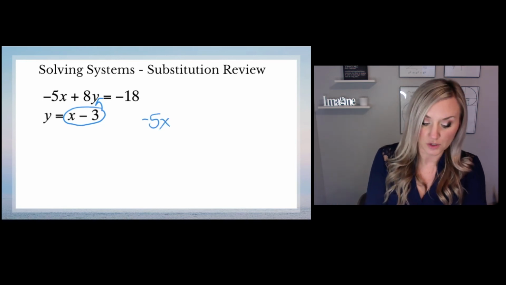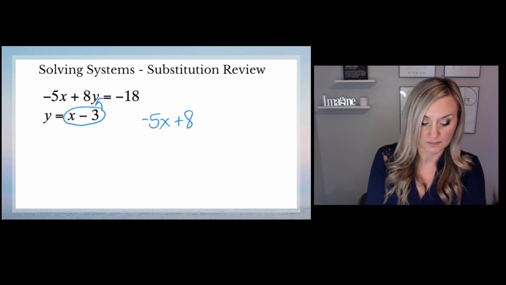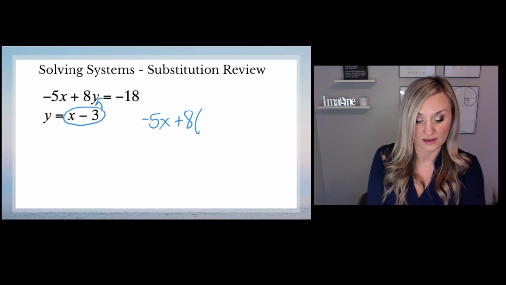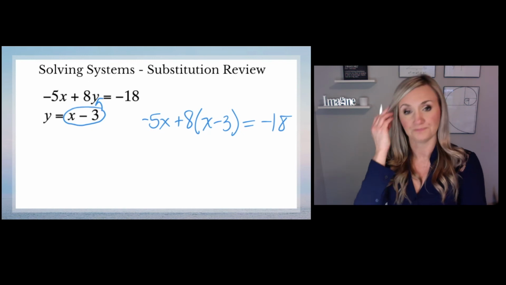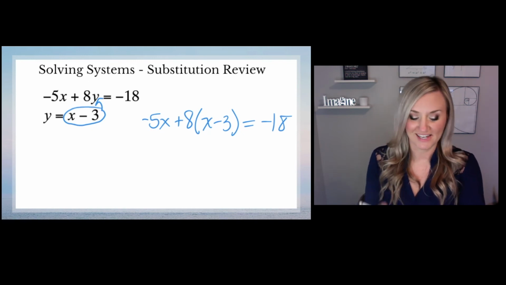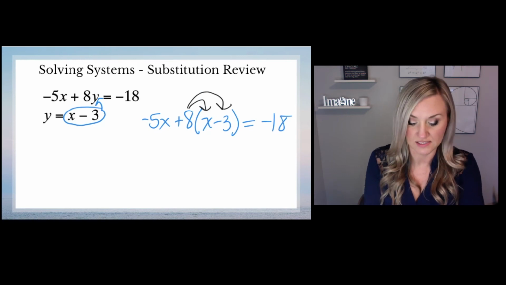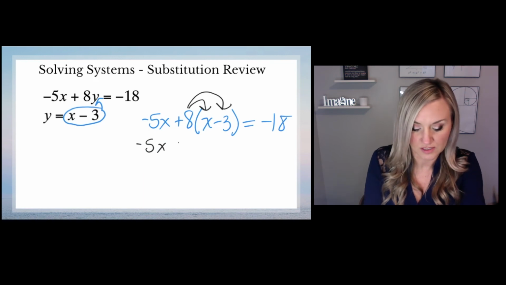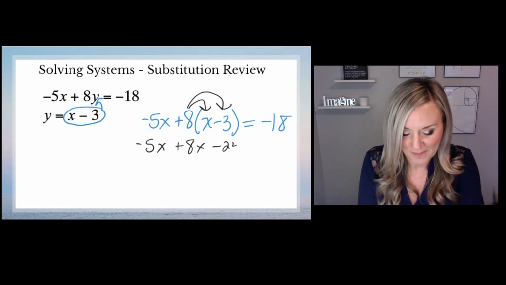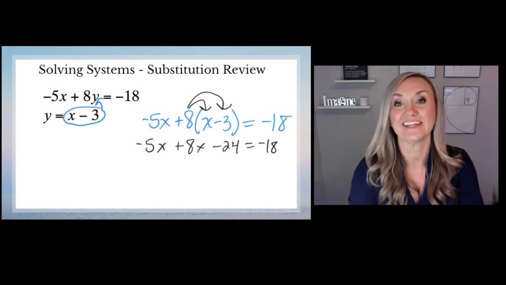So now we have our new equation that says negative 5x plus 8y, but instead of the y, what are we putting? We're putting parenthesis x minus 3 equals the negative 18. Good. So now we need to distribute the 8. So 8 times the x and 8 times negative 3. So negative 5x plus 8x minus 24 equals a negative 18.